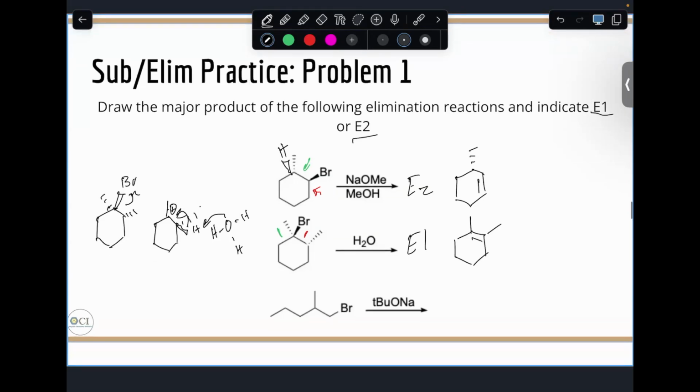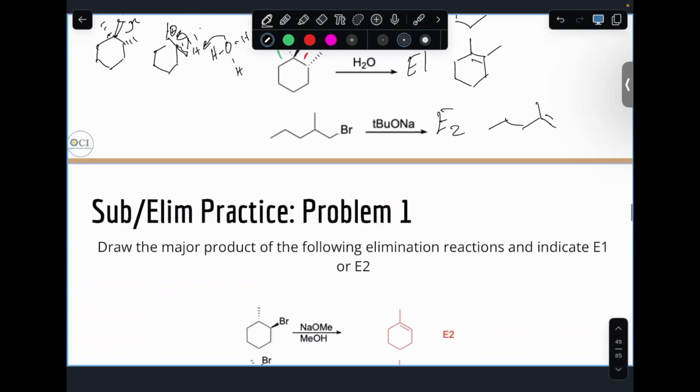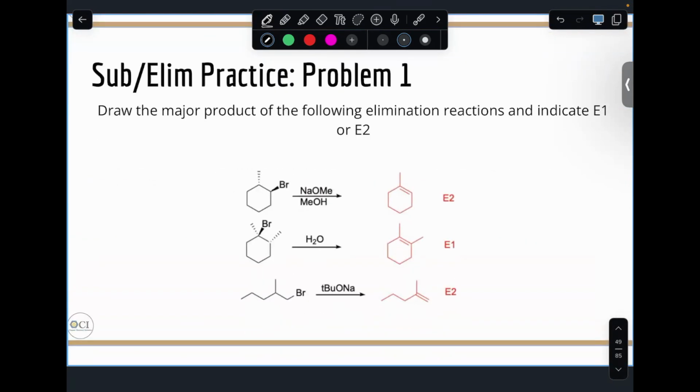What about for the last one? E1 or E2? Yes, E2. Is that big or small? Get that as our product. Any questions on this? All right. So answers. This is wrong. It should be that.